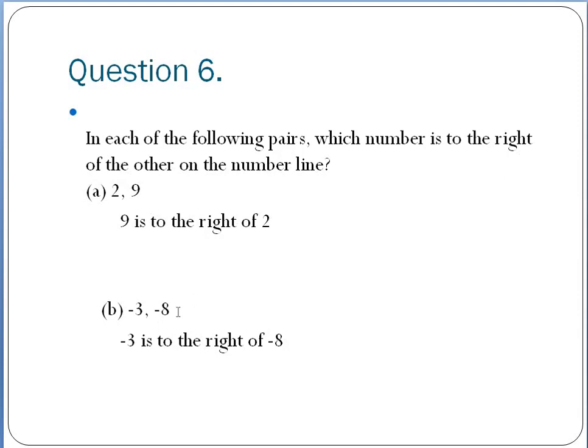Now minus 3 and minus 8, which one is the bigger? You can see in the number line, as you go to the left, minus 1, minus 2, minus 3, minus 4, minus 5, then you can see that minus 3 comes to the right of minus 8. So minus 3 is greater than minus 8. Minus 3 is to the right of minus 8. We have to write which number is on the right. Minus 3 is on the right. Here 9 is on the right of 2 on the number line. Here minus 3 is on the right of minus 8.